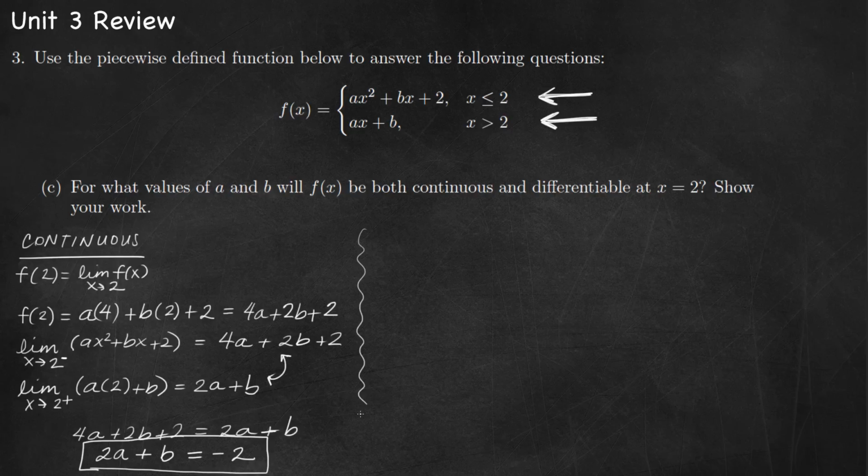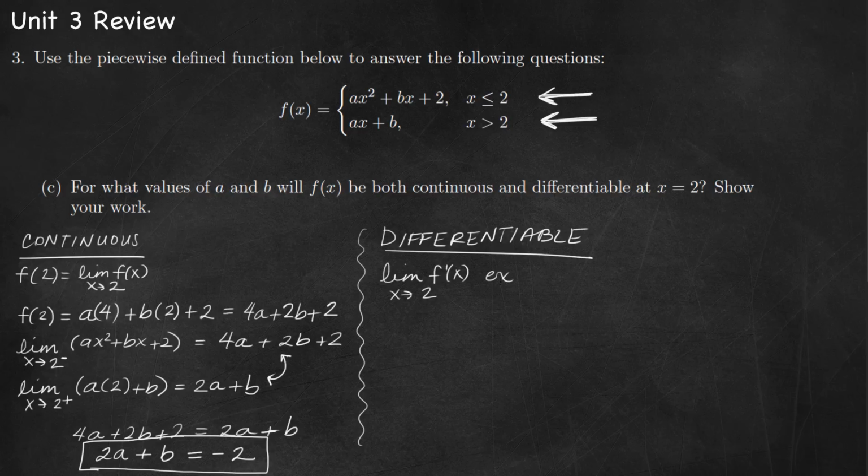Okay, so moving on now, we're going to see what has to be true in order for our function to be differentiable at x equals 2. In order for it to be differentiable, first of all, it has to be continuous. And in order for that to happen, 2a plus b has to equal negative 2. But then we also need the limit of f prime of x as x approaches 2 to exist. So again, since 2 is where our domain splits, we have to find the left-hand limit and the right-hand limit. And I need an equation for f prime of x.